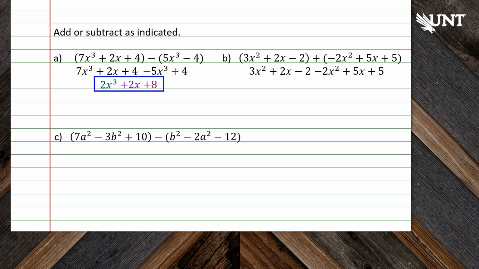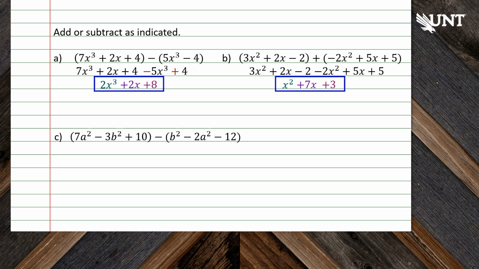We always start collecting with the highest exponents first. In this case, we see 3x squared minus 2x squared, which combines to give us 1x squared, or x squared. Next, going in descending order, we look for our x terms. We have 2x plus 5x combines to give us 7x. And then finally, we have our constants, or plain numbers, which in this case is -2 plus 5, which simplifies to +3. So our simplified answer is x squared plus 7x plus 3.